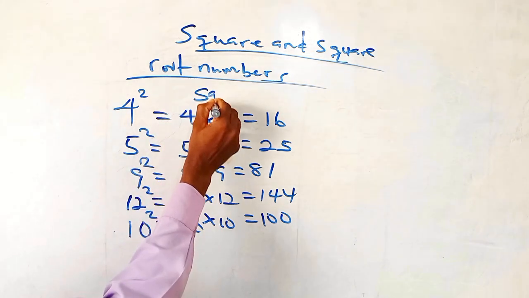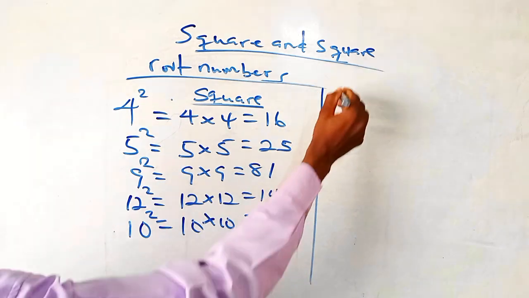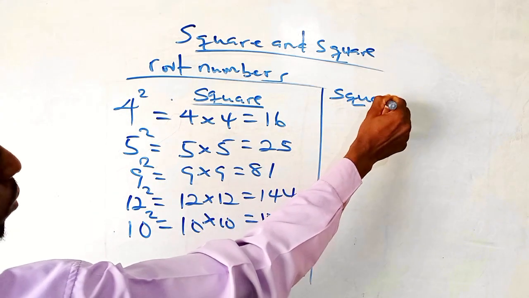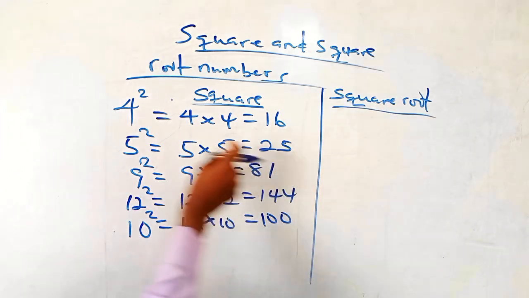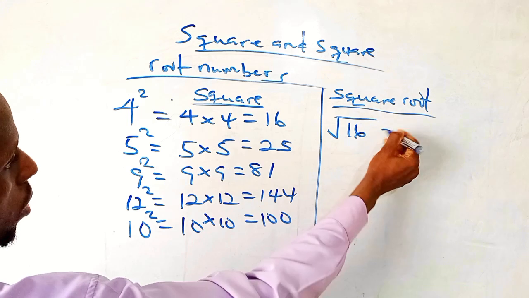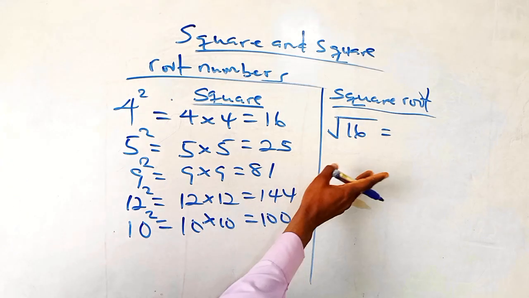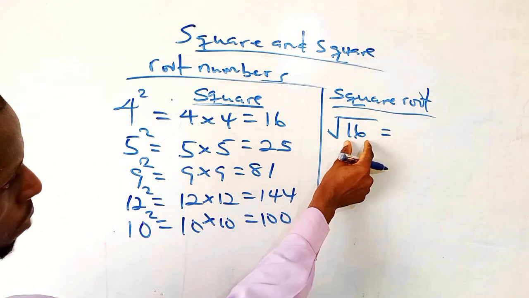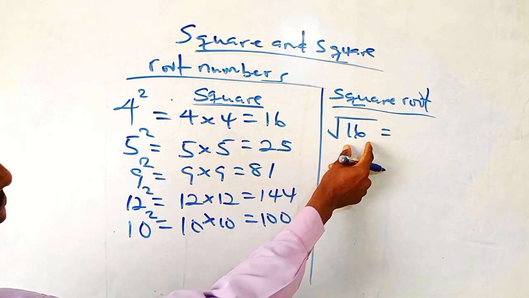So let's look at the square roots of numbers. Let me do the square roots at the other side of the board. For square roots of numbers, let's start with 16. So the square root of 16. What number can we multiply by itself to give 16? That's what it means. A factor we can multiply by itself to give 16.